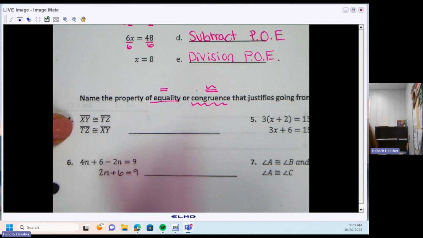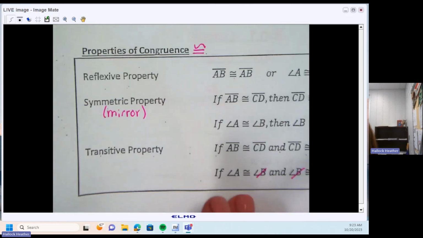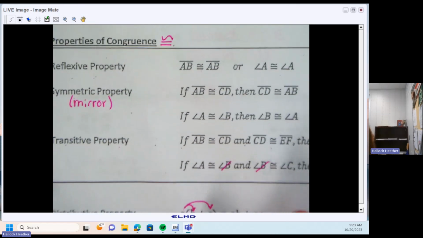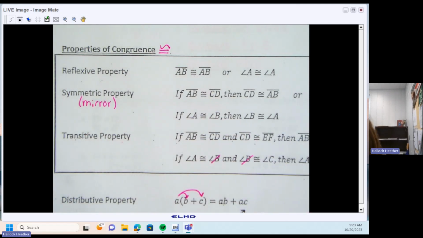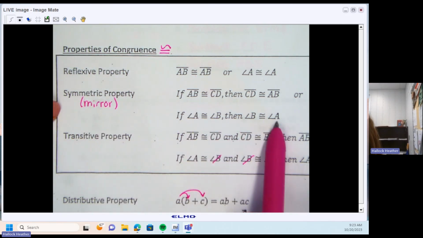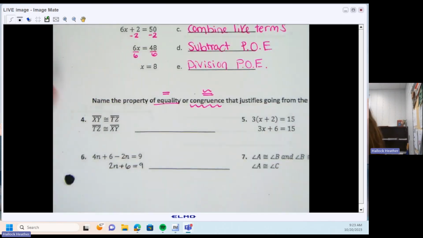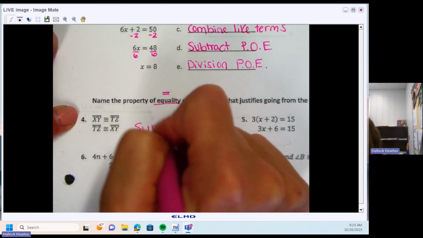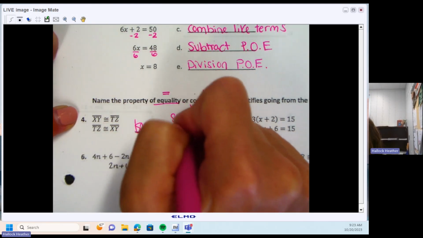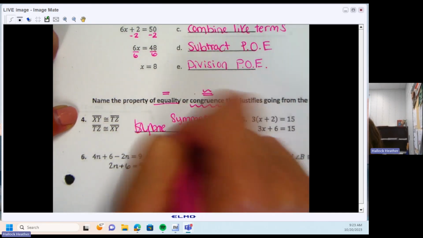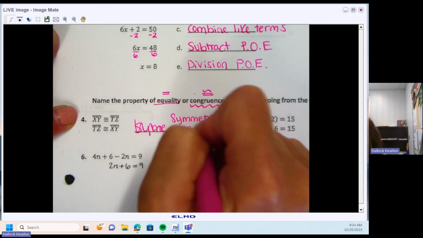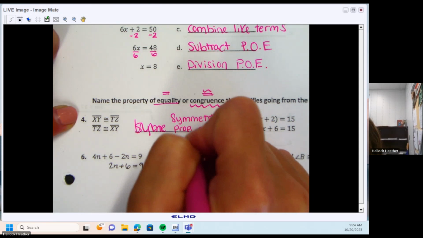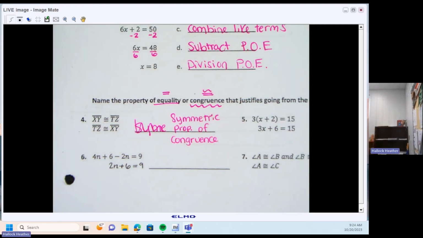It's just flip-flopping it. So on your properties of congruence, because you have a congruency symbol, which one would best represent that out of these 3 options? Symmetric, because if you look at symmetric, it's just literally flip-flopping it. It's like a mirror. Think symmetry. It's literally identical. Nothing's changed. So it's symmetric. I spelled that wrong. I suck at spelling. Sorry, guys. Symmetric property of congruence. So the reason why it's property of congruence this time is because you have a congruency symbol, which makes sense.